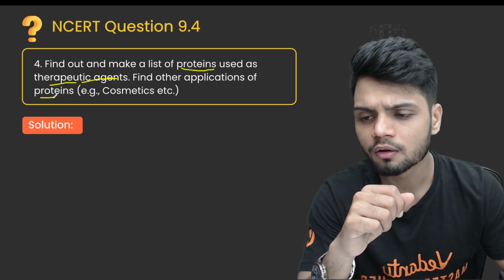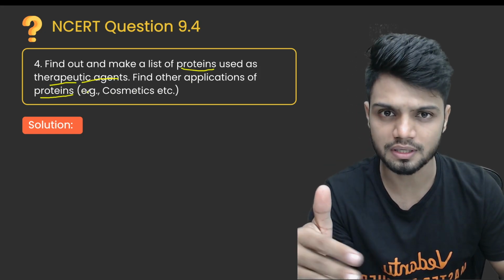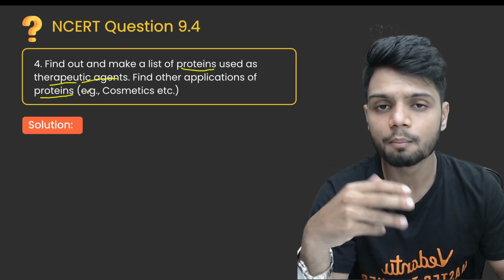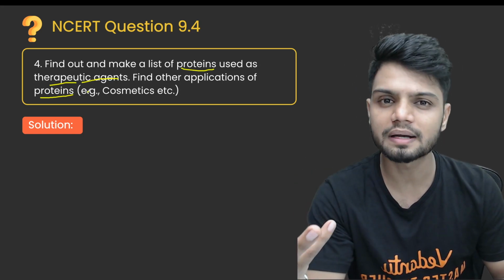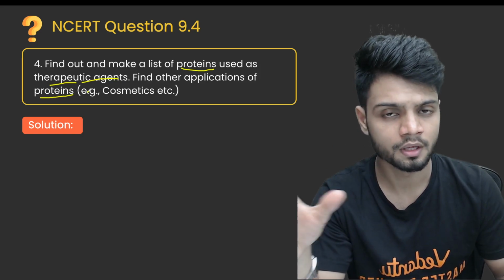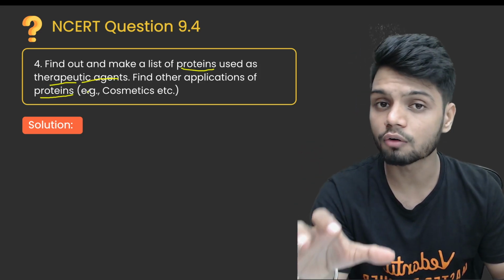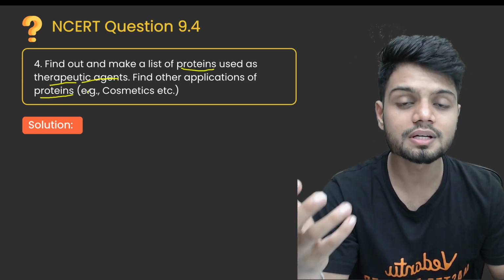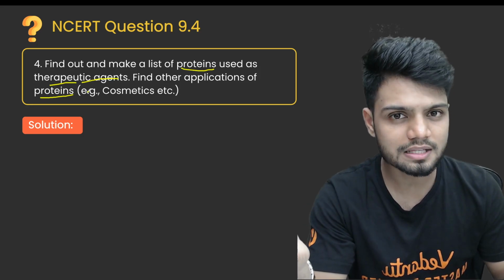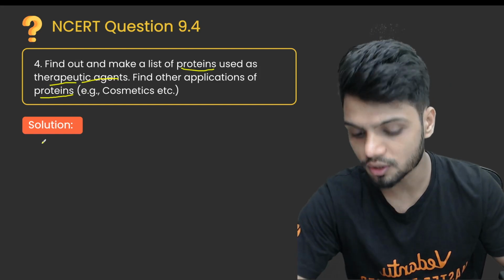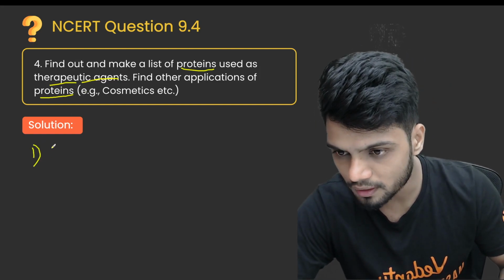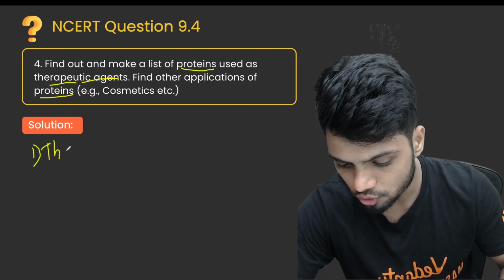They're asking you to find out the different applications of proteins, such as in the cosmetic industry, right? Proteins can be used in the cosmetic industry. Example, serum is used in your cosmetic industry, face serum, hair serum. Now, similarly, we have to make a list of different types of proteins used in different industries as well as different functions of it. So, the first one which I have for you here is your thrombin and fibrinogen, right?